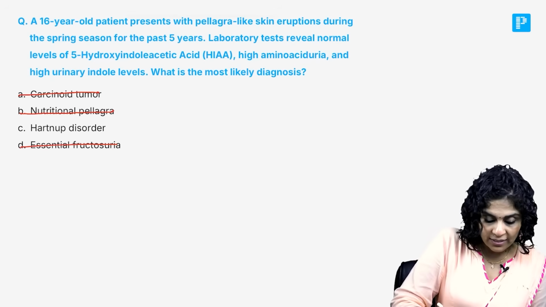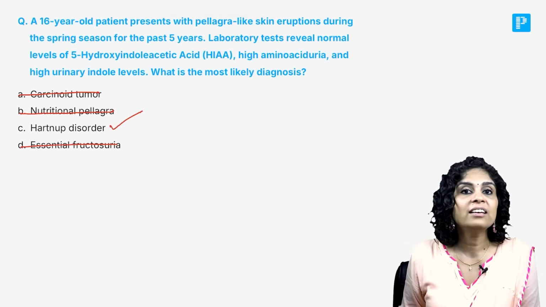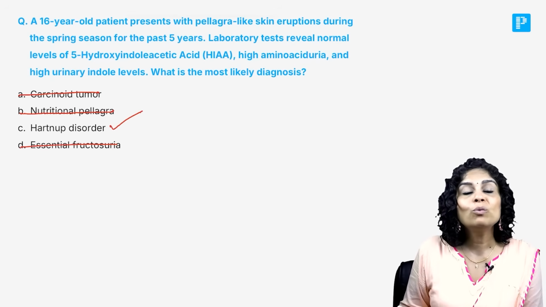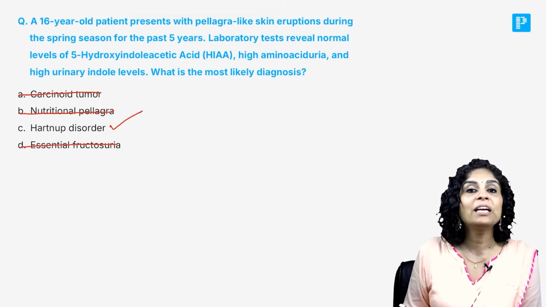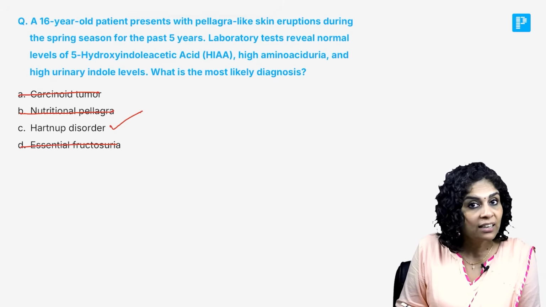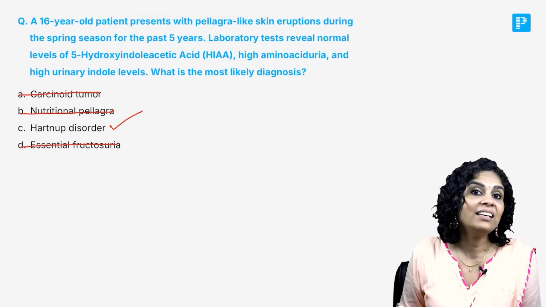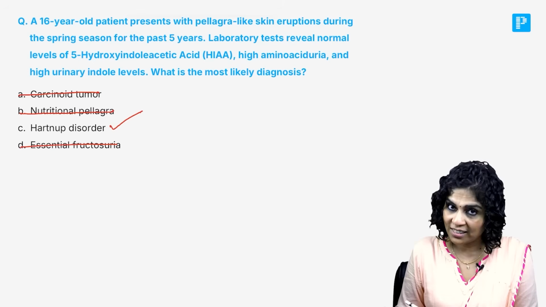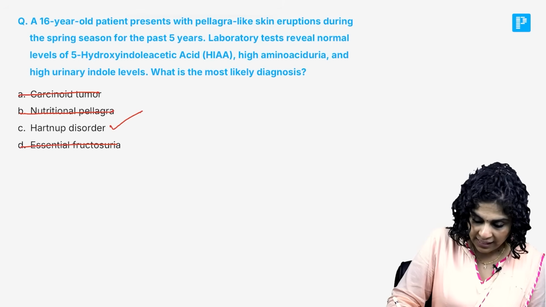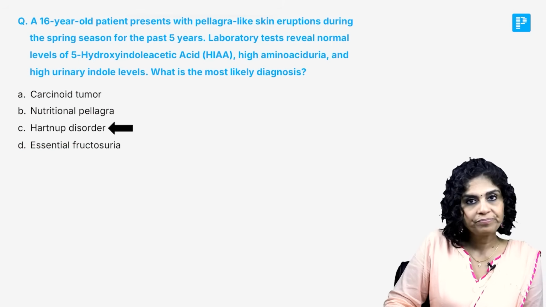Got it? So, what is the right answer here? The right answer here is Hartnupp's disease. When will you suspect Hartnupp's disease? Whenever you see the 3 Ds of pellagra accompanied by amino aciduria and increased urinary indole levels. Answer is choice C.